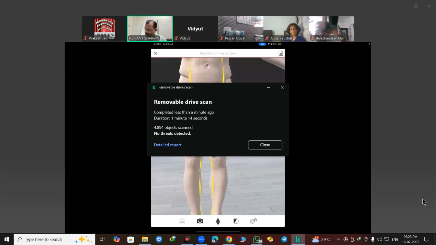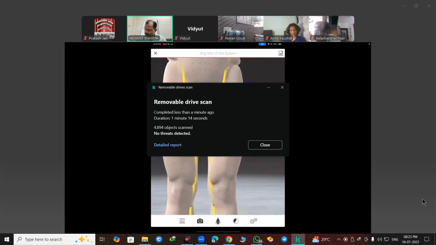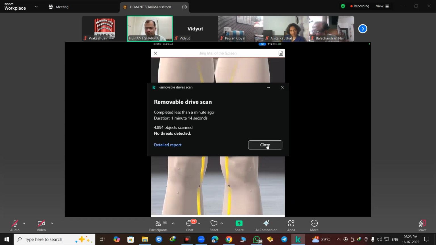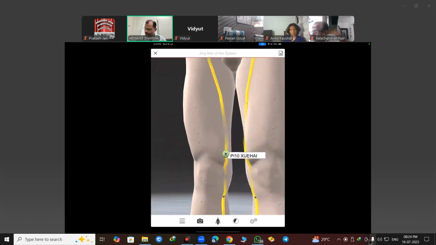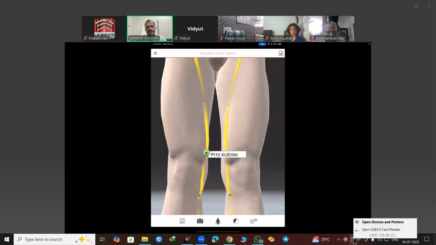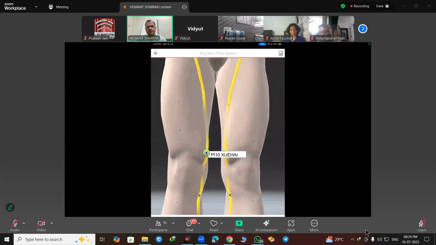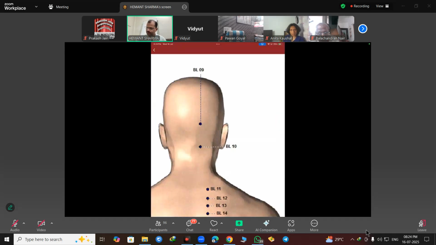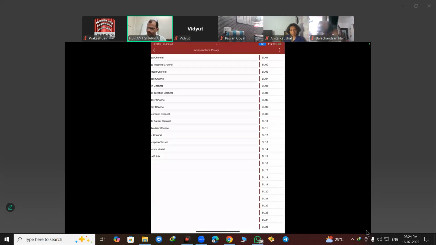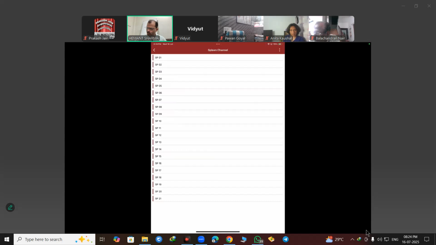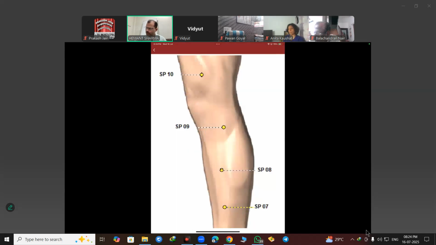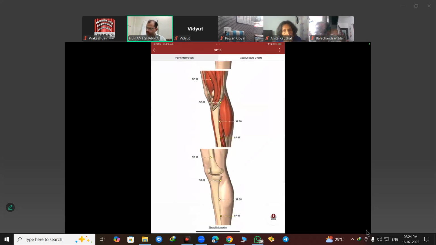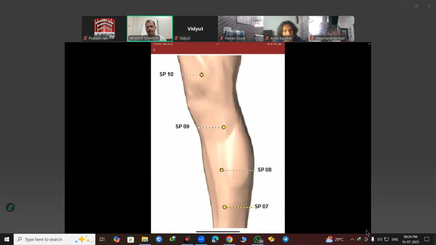Let's see this point here. From the knee, we are going 2 chun up. This is the location of this point on the vastus medialis muscle. Look here. So look at here. This is the spleen 10 point. Got it?